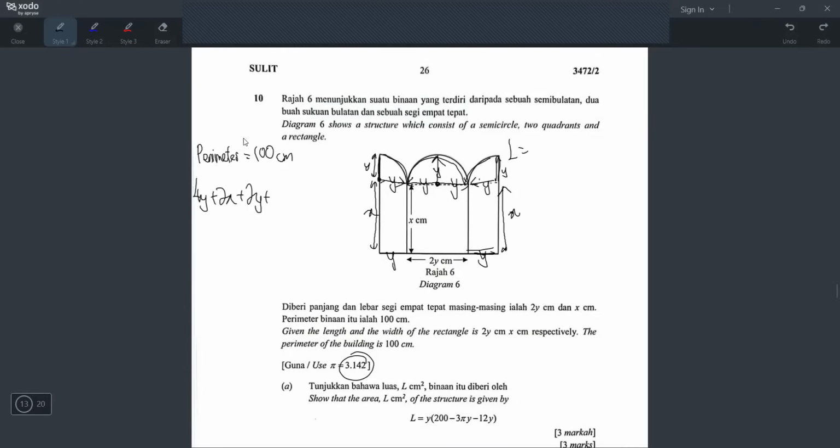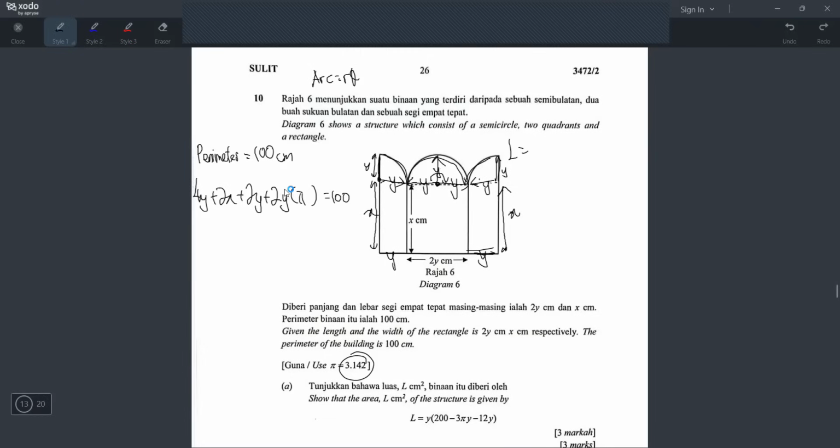Okay, which arc formula will I use? I will use the r theta formula. So r theta is the formula to find arc, right? So r stands for radius, and the radius for semicircle is y, and then the theta is how many degrees here? 180, right? And 180 in radian is pi. Because one circle 360 is 2 pi. So 1 radian is pi. But you have to times 2. Okay, anyone understand why I have to times 2?